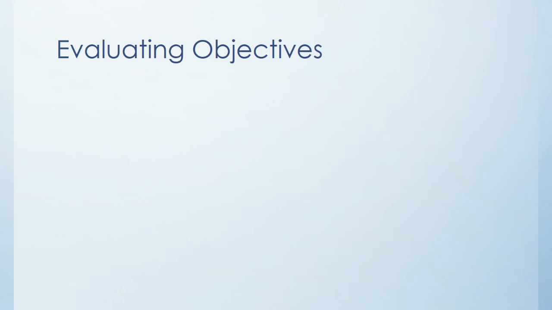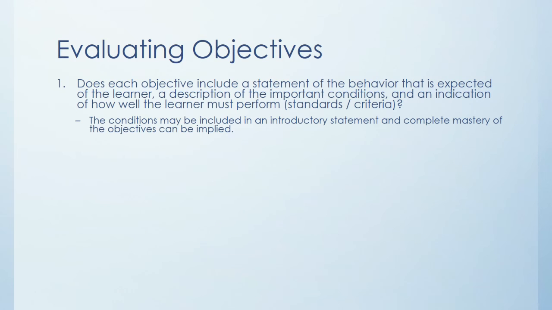So we're going to evaluate some objectives. When you're evaluating objectives to determine if it meets the criteria, you want to see, does each objective include a statement of the behavior, that's our B, that is expected of the learner, a description of the important conditions, C, and an indication of how well the learner must perform, which is the standard. So we have B, C, and S of our ABCs, and the audience is implied. The condition may be included in an introductory statement, which we've seen in those little beginning paragraphs, and complete mastery of the objectives can be implied.